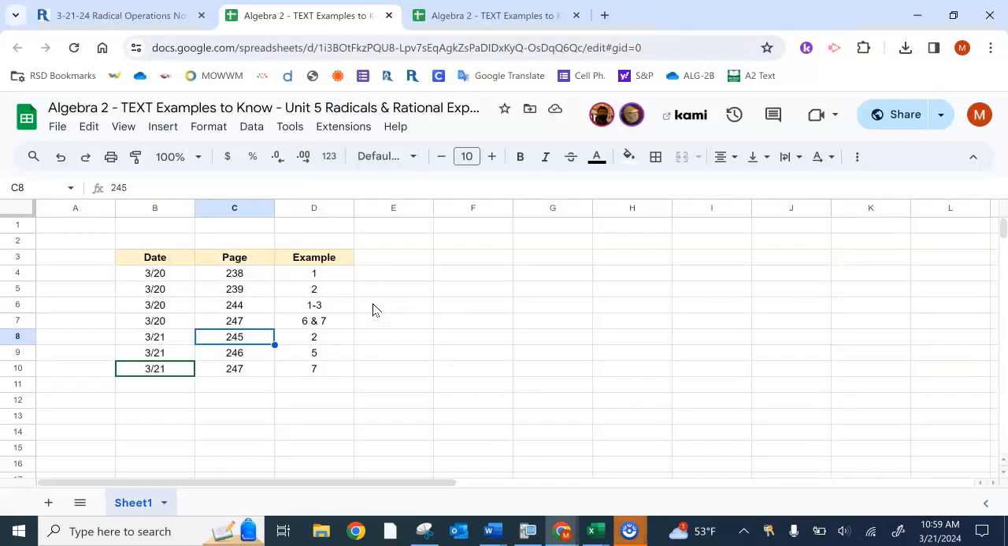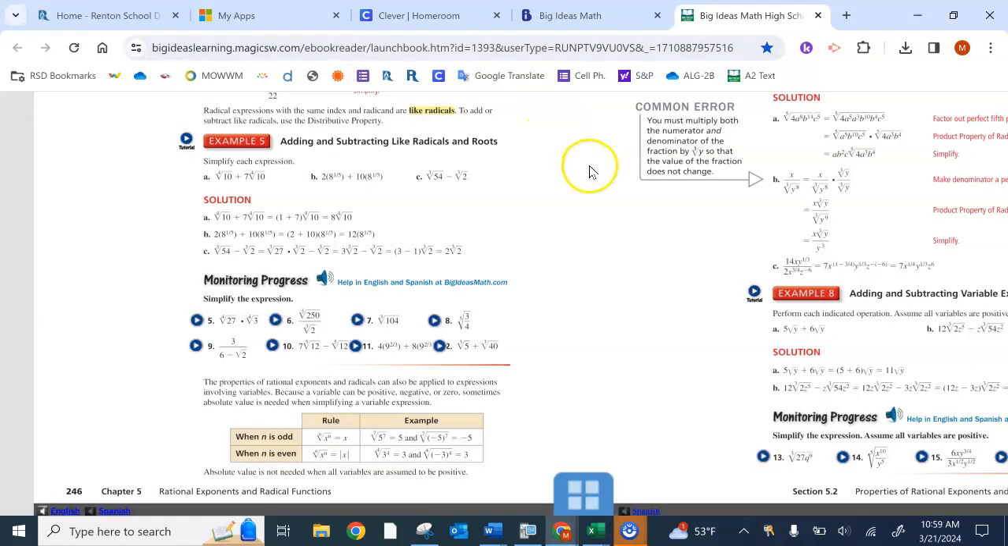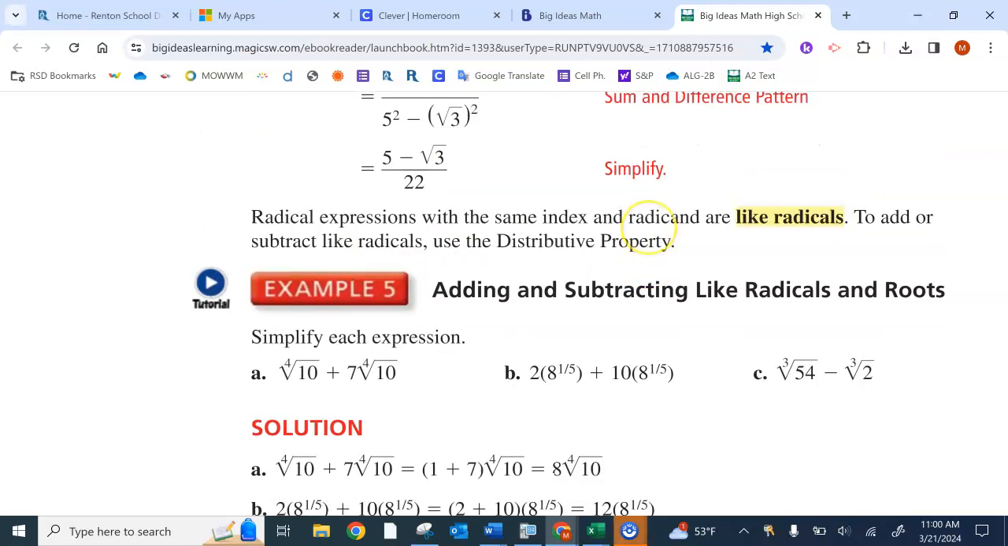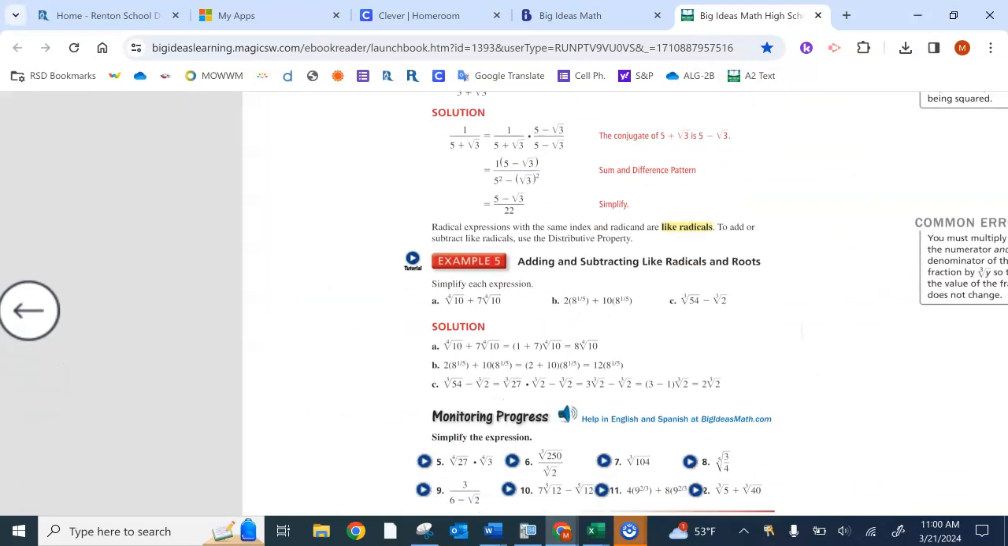Okay. All right, so what was the next one that we need to cover? The next one is going to be example 5 on the next page. Okay. All right, so what's going on here? When you're adding and subtracting, you're not simplifying things that are multiplied, but you're adding and subtracting radicals and roots, okay? There's an important thing to remember. Let's see if they've got a little note before that.